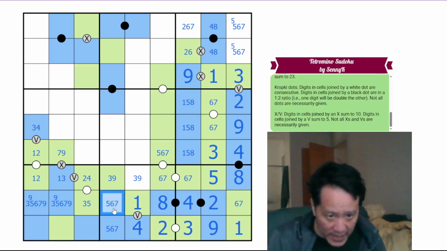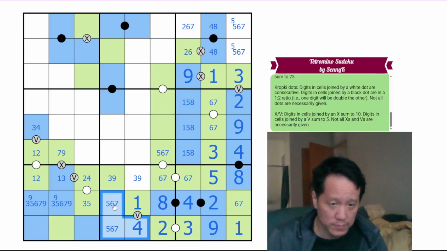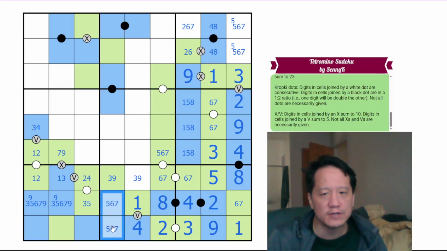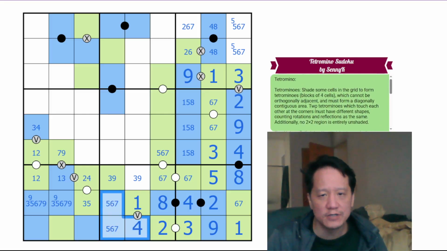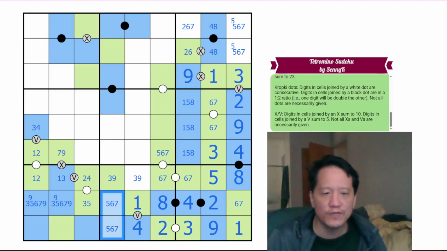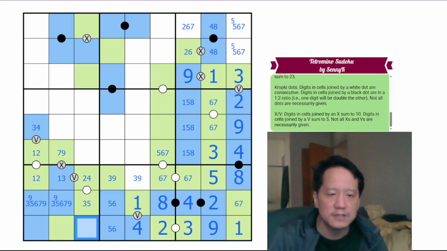This is 5 and 4. So 4, 5, and 6 with 8 works. 4, 5, and 7 would add up to 16. 23 minus 16 is 7. So you'd have to have 2 7s here, and there are no repeats allowed on Tetrominos. So this is 4, 5, 6, and 8.